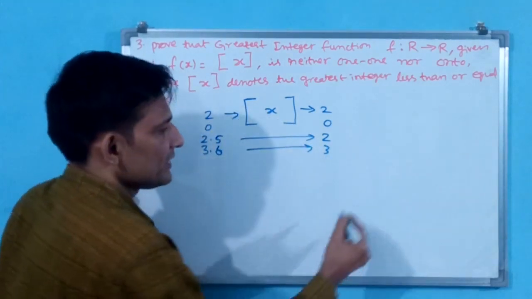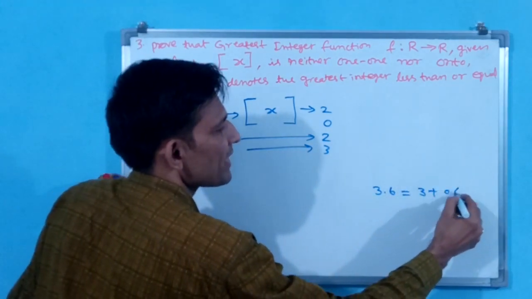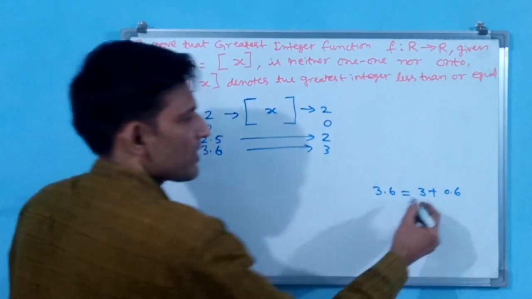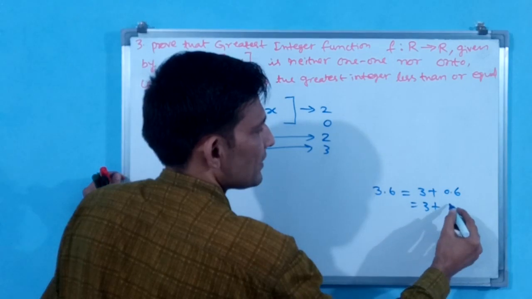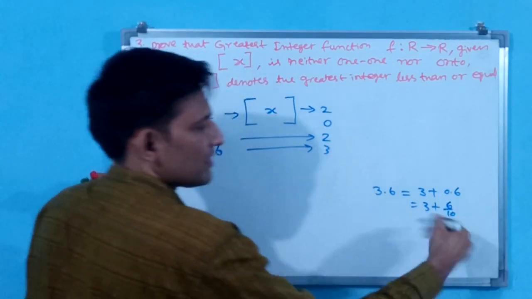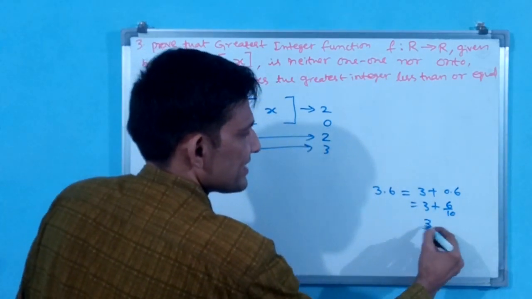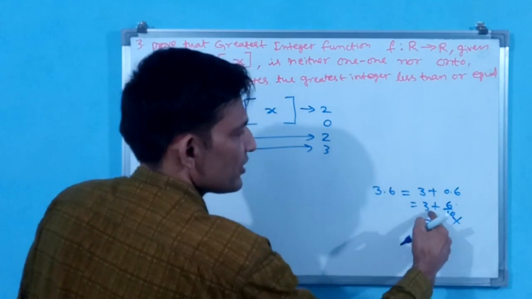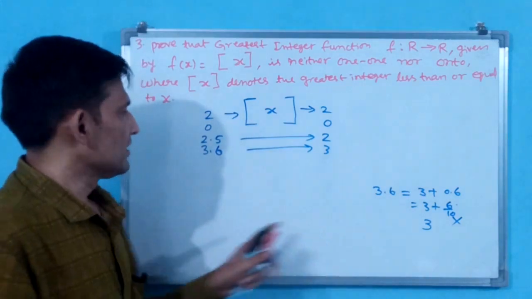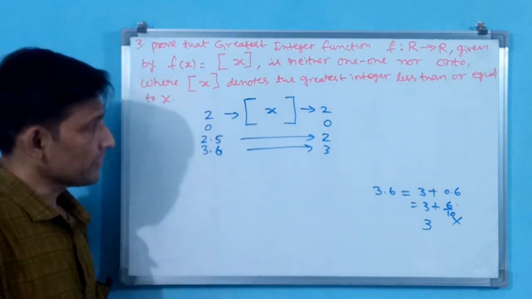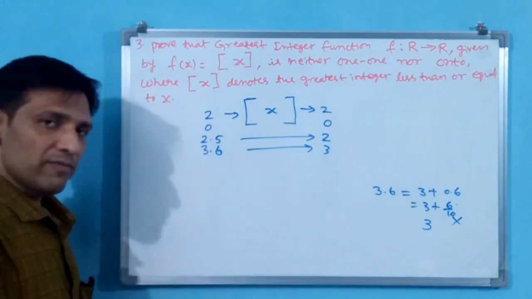What is this function doing? If you give 3.6, it is making it 3 plus 0.6, that is 3 plus 6 by 10. Like that it will split the fraction, and it will take only the integer portion, and the fraction portion it will omit. The result is going to come 3. Okay, this is the speciality of this function. These are all for positive numbers.